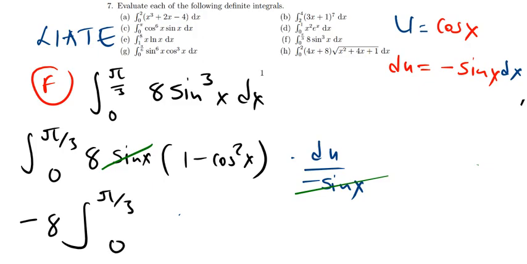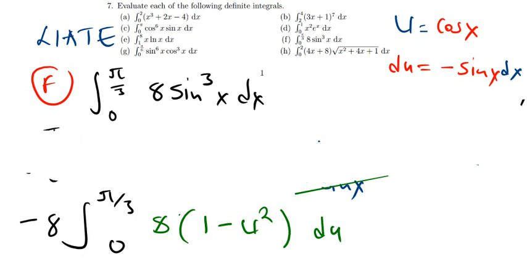Okay, so what do you have remaining? You have your 8. In the brackets you have 1 minus, where there is a cosine, we'll put our u squared, and then du. At this stage, we now have the capacity to go on and integrate, since we now understand the point where we are.